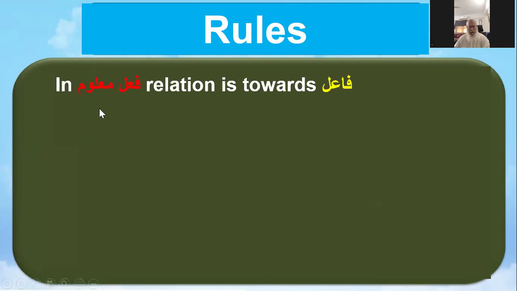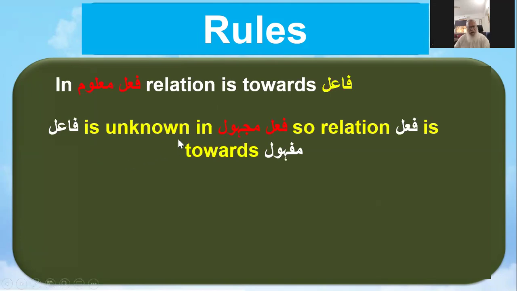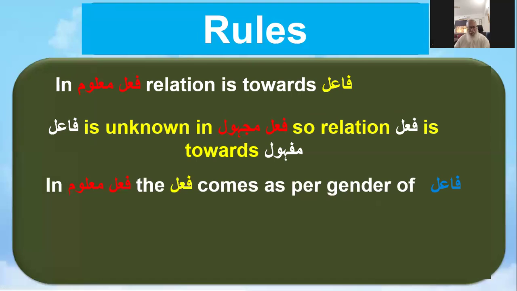In fail ma'loom, the relation is toward the fail, which is known. In fail majhul, the relation is toward the maf'ul. So this is the difference between fail ma'loom and fail majhul. In one the fail is known, in the other the fail is not known, but some relation is known. In fail ma'loom, the verb comes as per the gender of the fail: for the male, masculine; for the female, feminine; for the singular, singular; for the dual, dual; for the plural, plural.